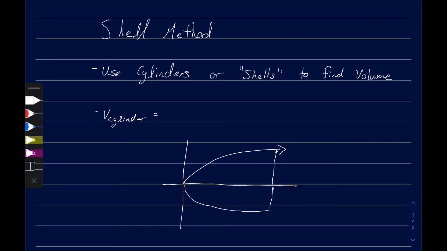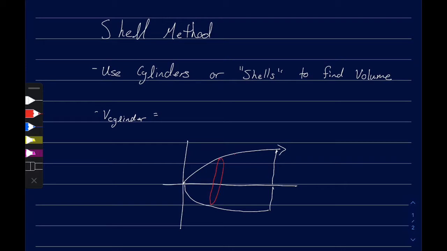Hi, in this video we'll be continuing our discussion on finding the volume of solids of revolution. And we're going to be talking about the shell method in this video. So as the disk method used disks or CDs to find the volume, the shell method uses cylinders or shells to find the volume. So what do we mean by cylinders or shells to find the volume?